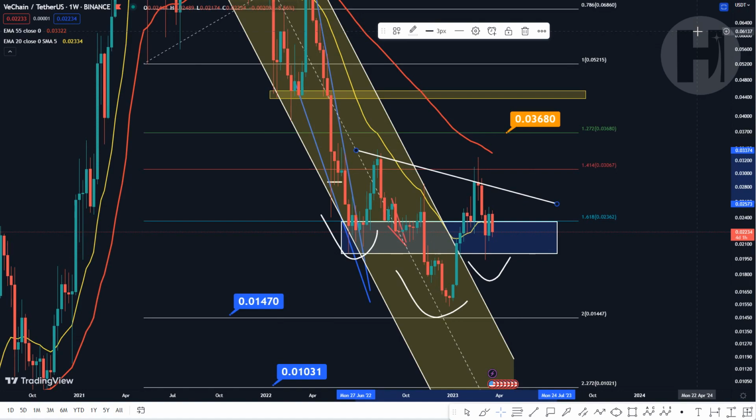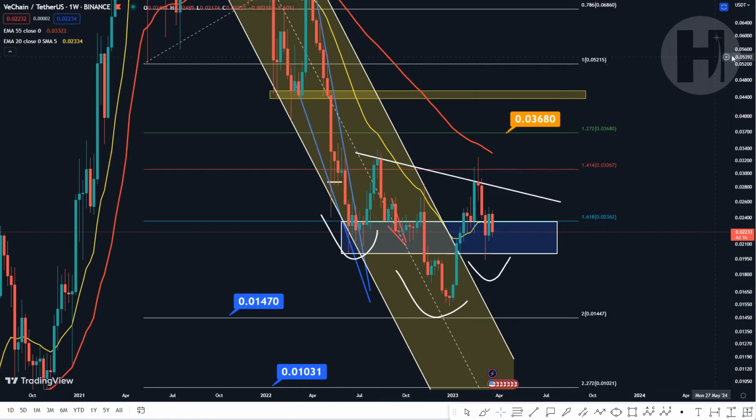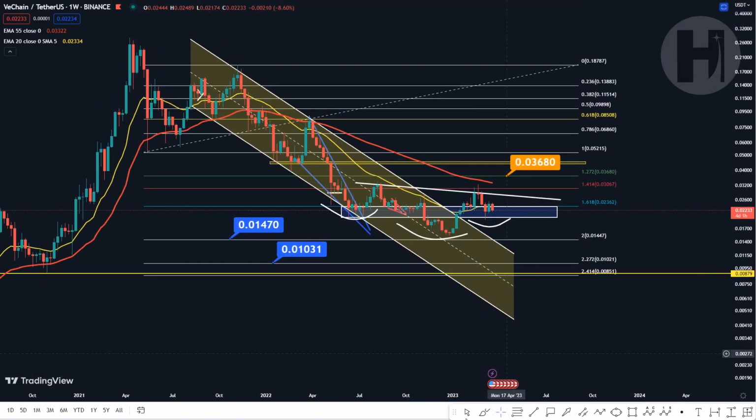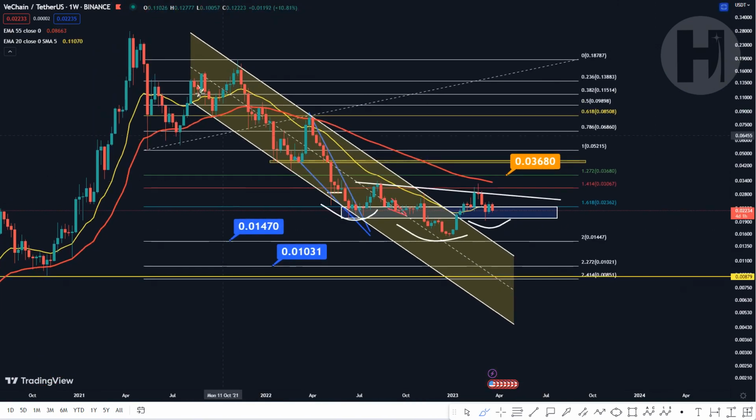Now, let's jump straight into the TA. So taking a look at the weekly chart, as you can see, we have printed a high all the way back in November of 2021 over here, and the swing low of the Fibonacci retracement is all the way down here in May of 2021. Since then, we've actually managed to retrace all the way down to the 1.618 at 0.02362 cents. That was a great entry for anyone looking to get involved with Vechain.